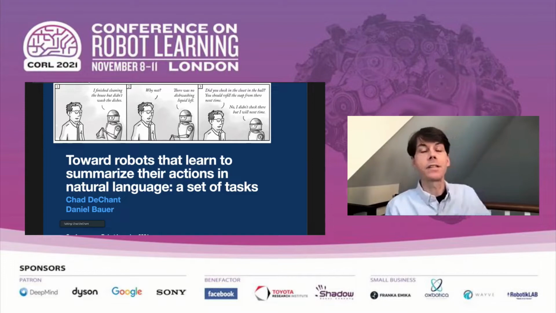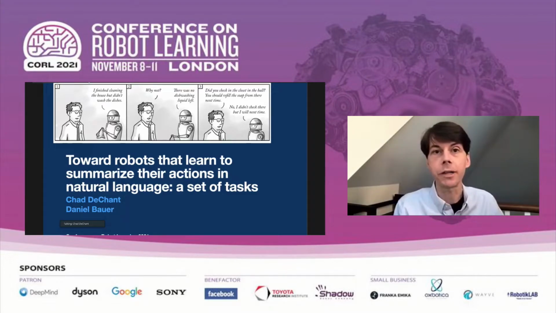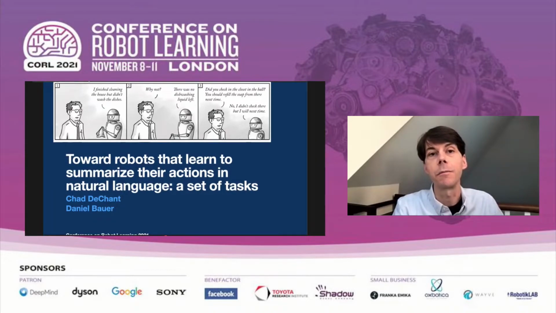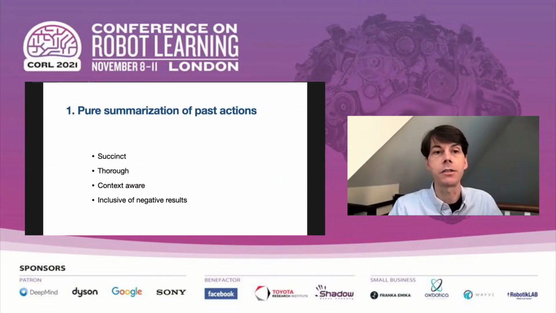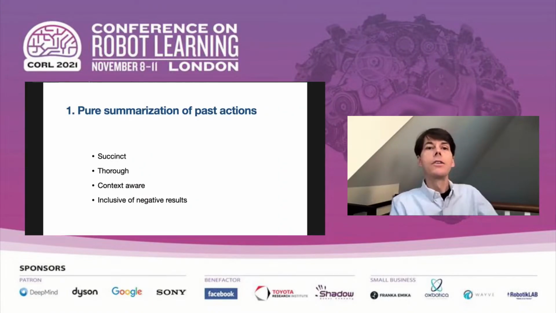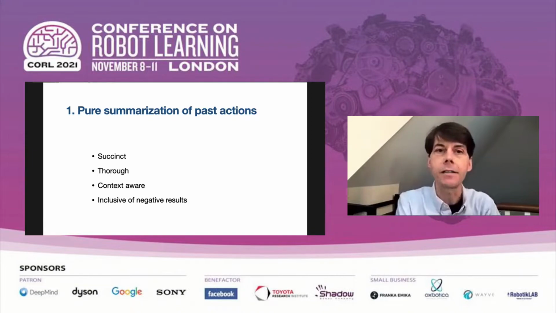And so, because it's going to be important to know what the robots are doing, we suggest that it would be most useful for humans if the way that the robots told us what they did was in the form of natural language summaries. And so we've broken the idea of natural language summaries into a few tasks. The first, simplest task, although it's not really simple at all, is just giving a pure summarization.